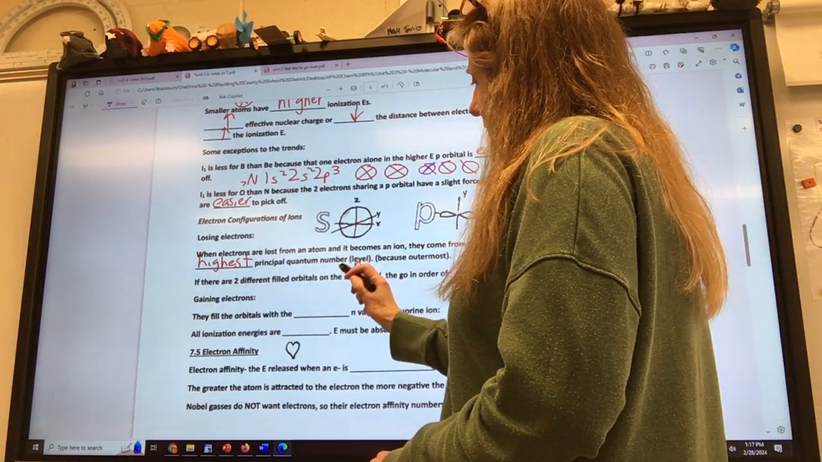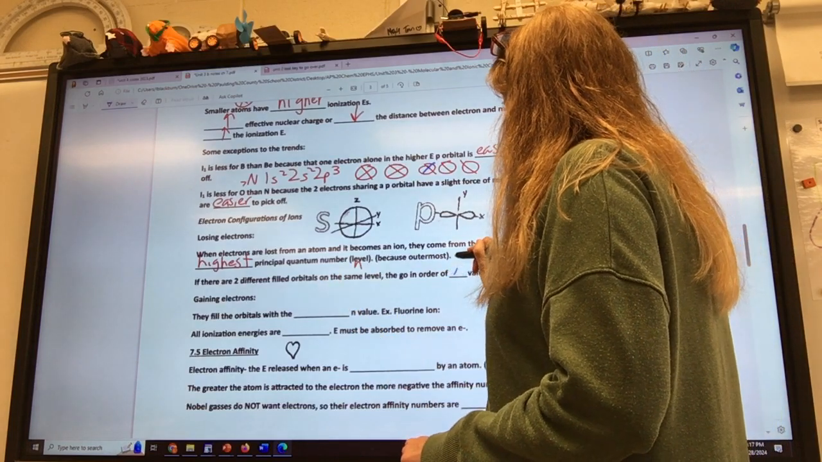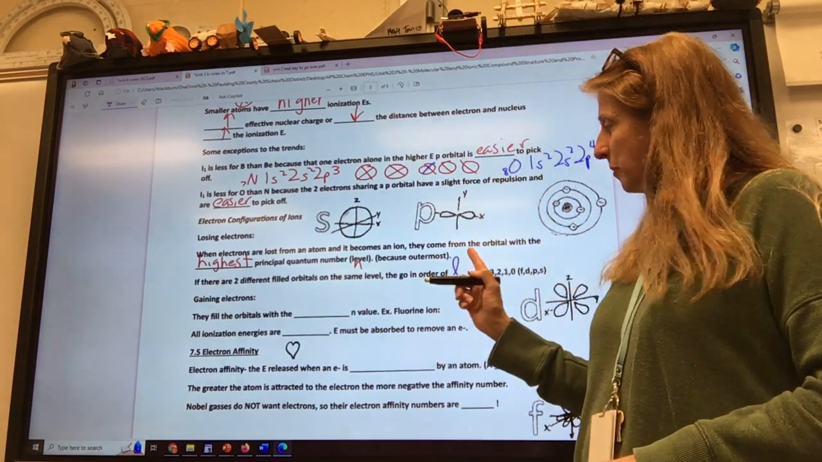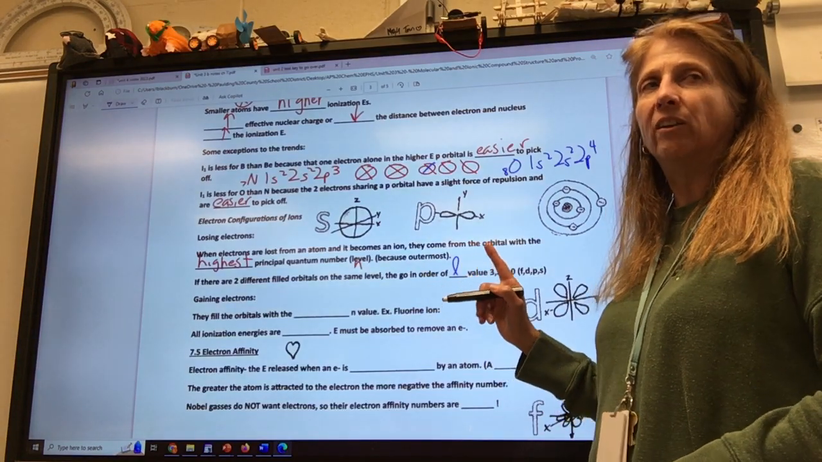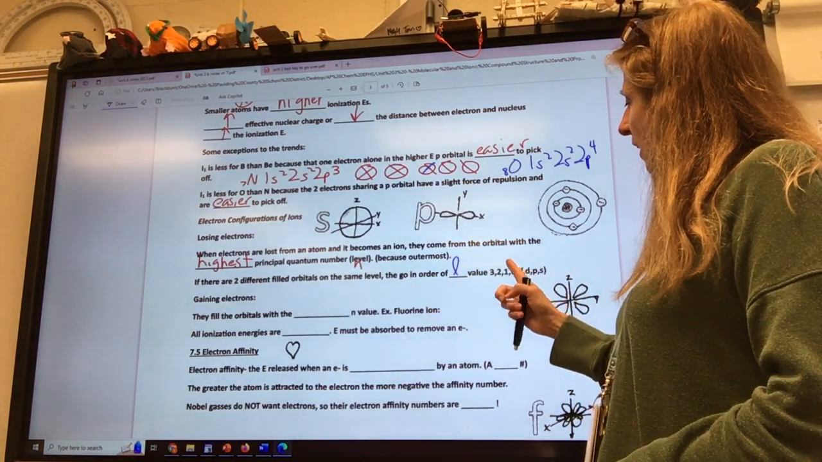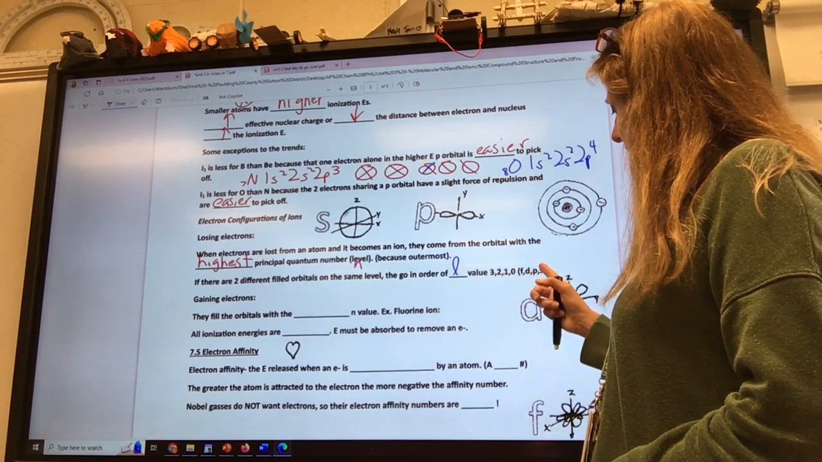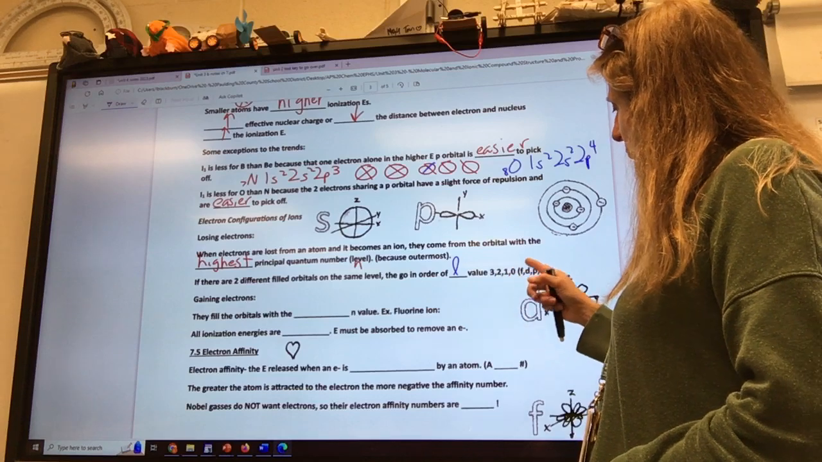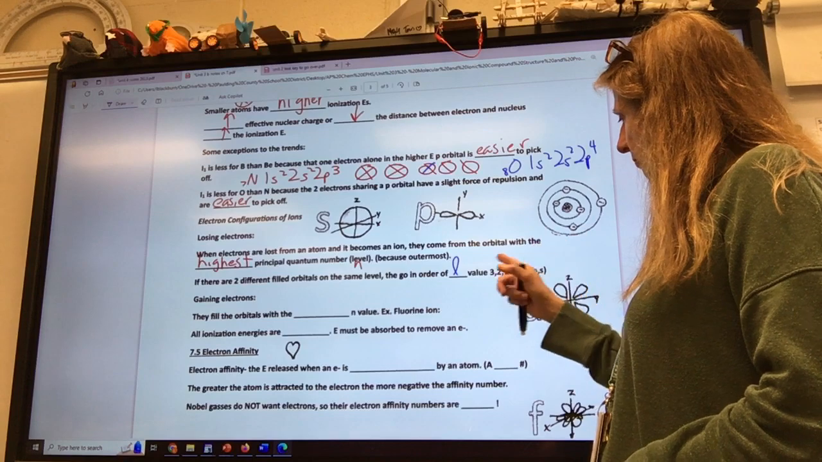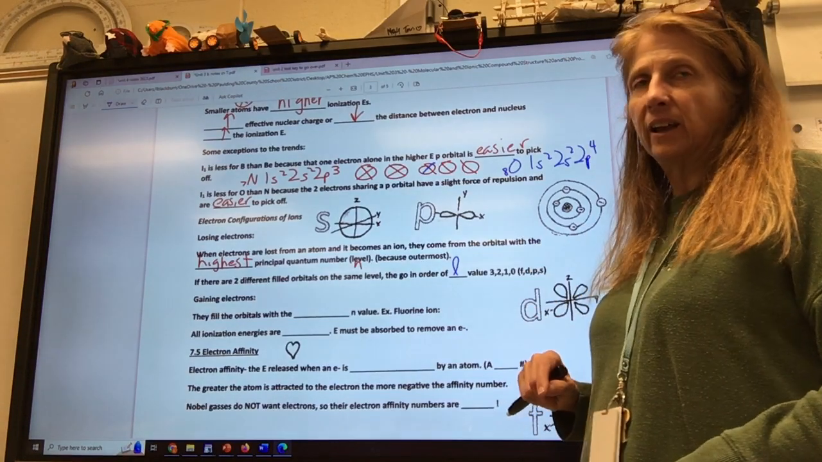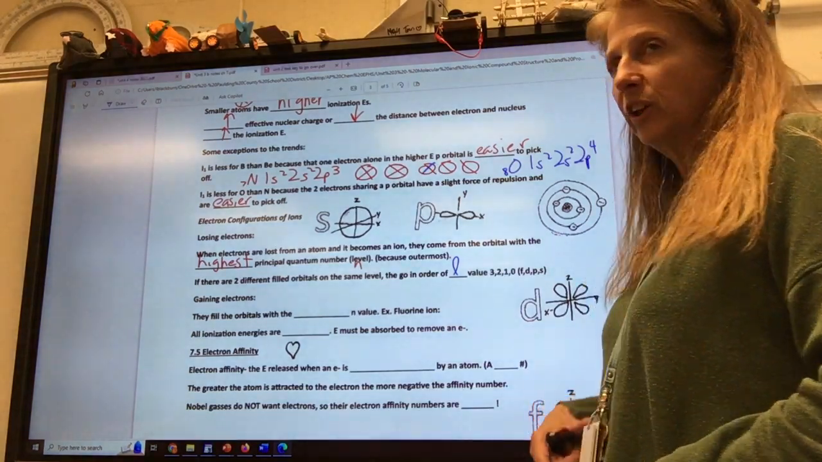Now, if there are two different filled orbitals on the same level, they go in order of the l quantum number. Remember that one is written in cursive. It's your chance to whip out your cursive and draw a little cursive l, okay? And remember, they will go in order of f, then d, then p, then s. 3, 2, 1, 0 in order of that. Okay, so it goes in order of s, p, d, and f. Feel all right about that?